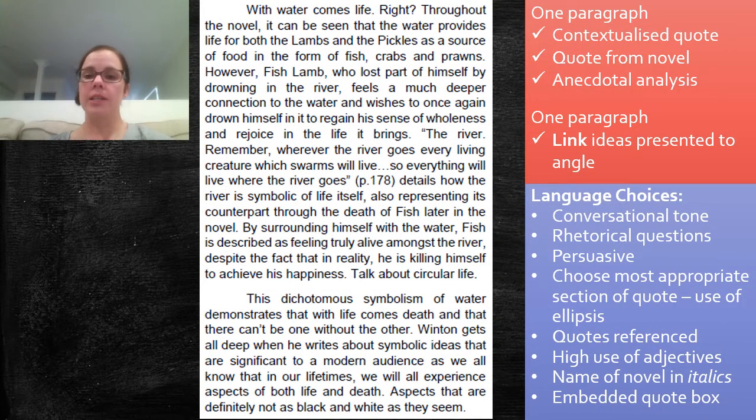So we start with our quote contextualization, we put in the quote from the novel, and then again we have that anecdotal analysis. And in our separate paragraph, we make sure that we link our ideas to our angle.